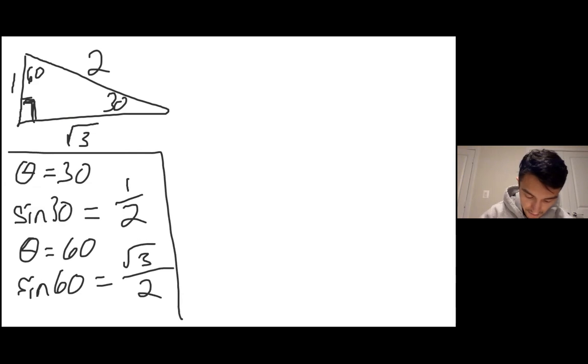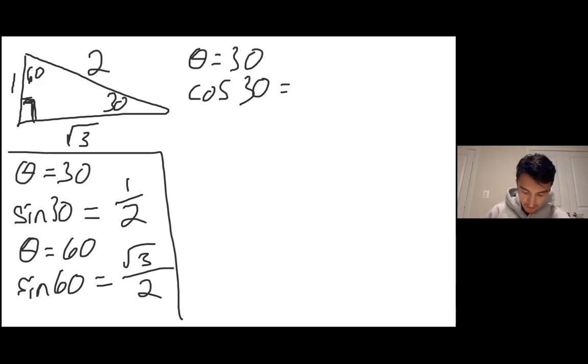So now let's say that theta, again, is 30. Well, that means the cosine of 30 has to equal, we're going adjacent, right? So here's 30. Adjacent to that is right here, square root of 3. So you'll start to see the pattern here. So cosine of 30 is square root of 3. Hypotenuse is 2, so over 2. So hopefully you're recognizing the pattern.